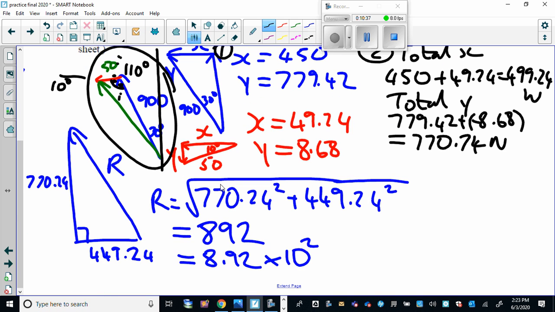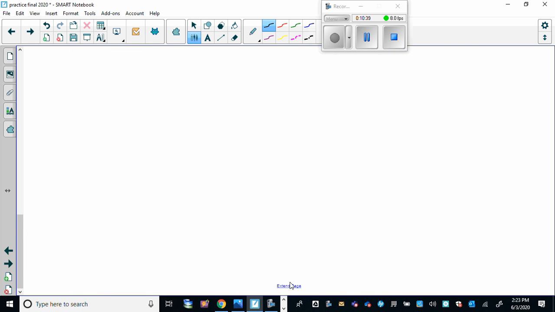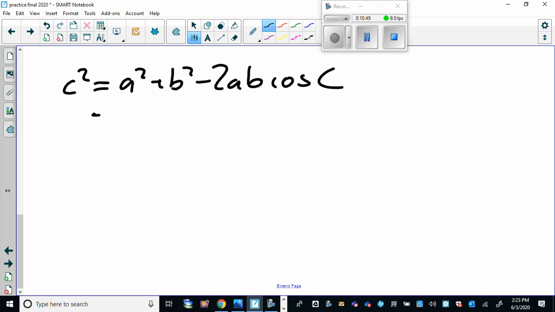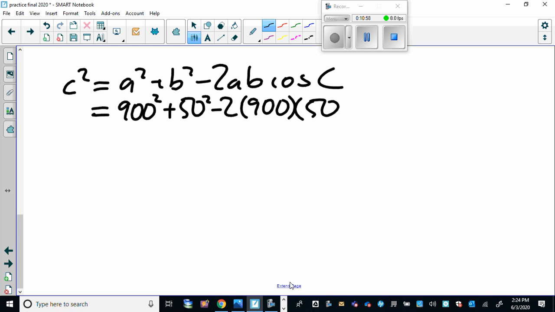And so if you're using the cosine law, the cosine law says that c squared equals a squared plus b squared minus 2ab times the cosine of C. So in this case, it would be 900 squared plus 50 squared minus 2 times 900 times 50 times the cosine of 110 degrees. And if you plug that into the calculator, hopefully you'll get exactly the same thing that we just got.